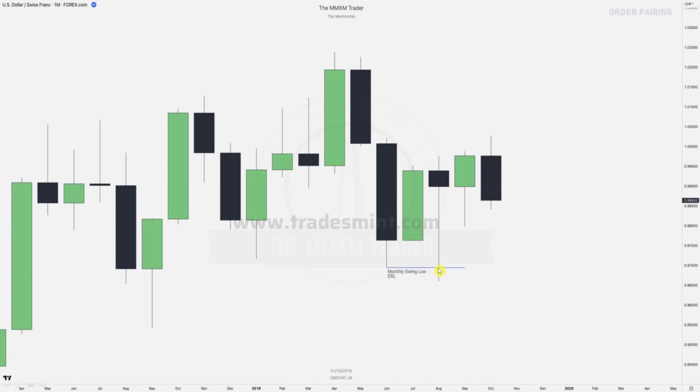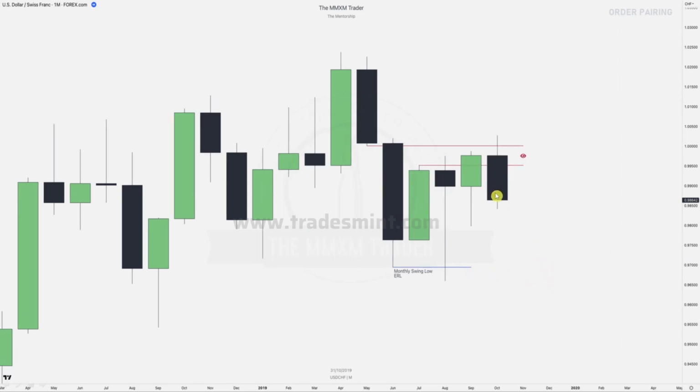So we have order pairing down here. So where should your eye go when you hit that external range? Again, internal range, right? We have this fair value gap over here. So after external range liquidity has been taken, we want to go to internal range over here. And eventually we fill up this whole fair value gap over here.